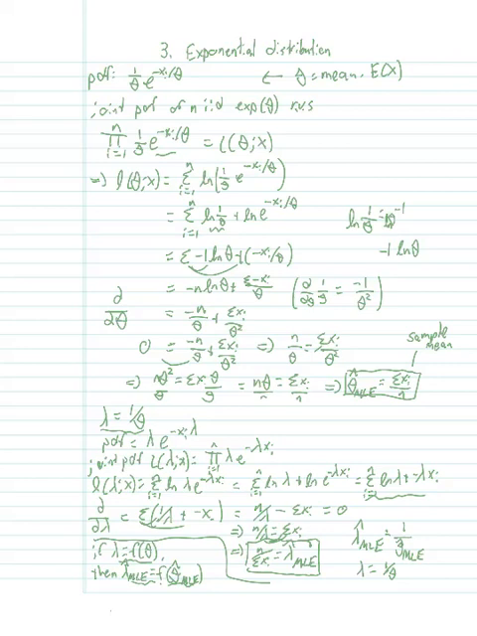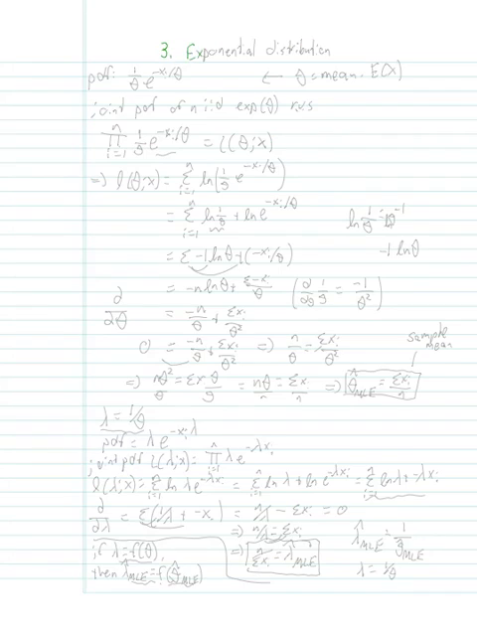Hi, this is Nathan, and for the next example on MLE, I want to do the exponential distribution. So, each marginal PDF, we're doing the continuous case this time, is 1 over theta e to the negative xi over theta, right?